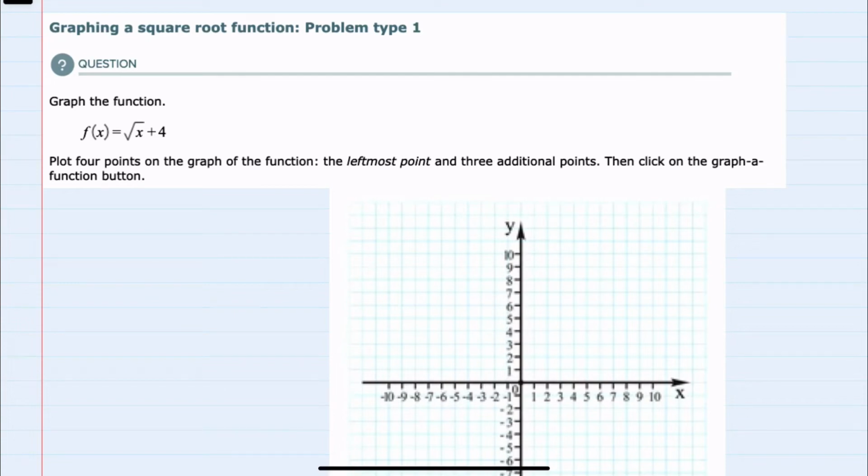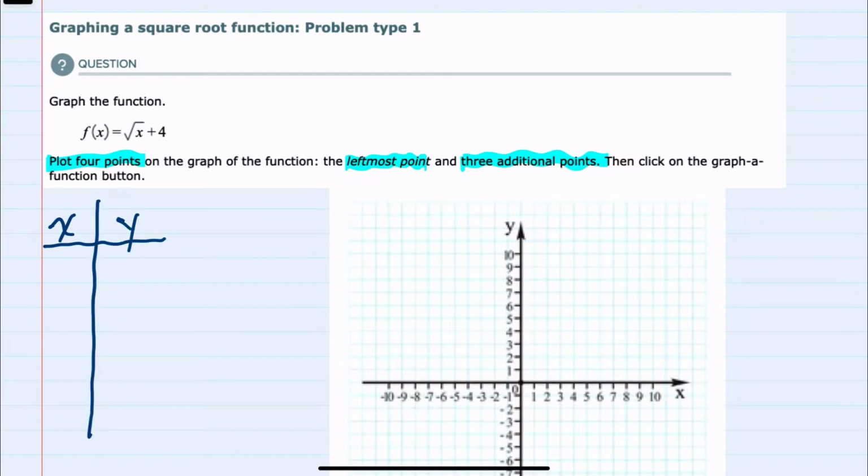In this video, I'll be helping you with the ALEKS problem type called graphing a square root function, problem type 1. We're asked to graph f of x equals the square root of x plus 4, and to do so by plotting 4 points on the graph of the function. That needs to include the leftmost point and then 3 additional points. So I'll create a table to keep track of these.